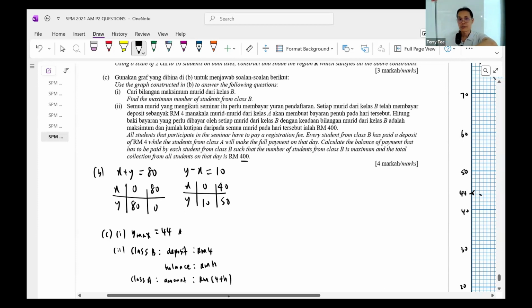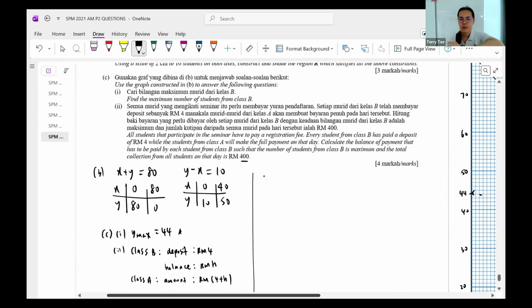Do you understand the question now? Yeah? B already paid a deposit of 4 ringgit. They pay a balance on the day. Class A, they pay the lump sum together, one shot. So the total amount that class A has to pay is 4 plus H. Okay, now then the question, we're going to form an objective function.